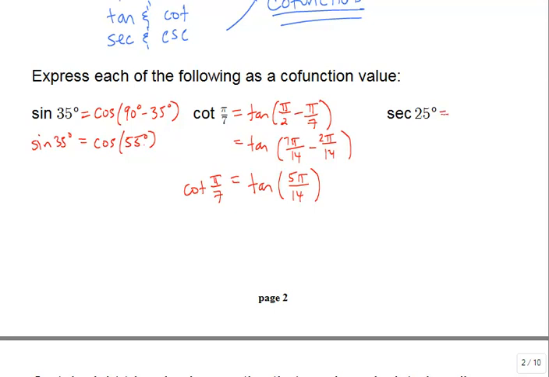And then finally, secant of 25 degrees. To use the cofunction value, we need the cofunction of secant, which is cosecant. We're in degrees, so to get the complementary angle, I want 90 minus 25. And 90 minus 25 is just 65 degrees. So the secant of 25 degrees has exactly the same value as the cosecant of 65 degrees.